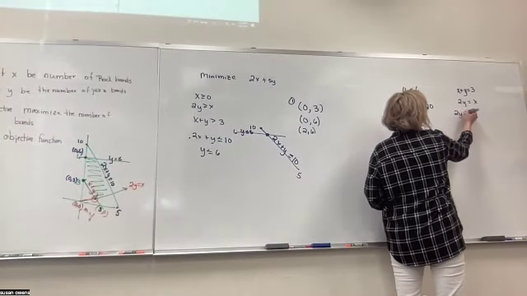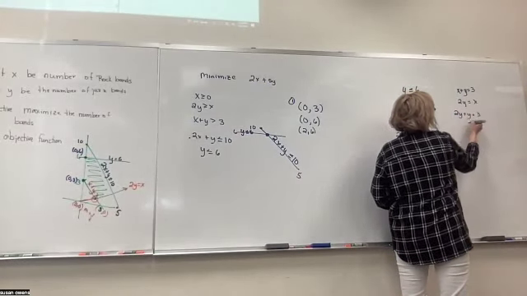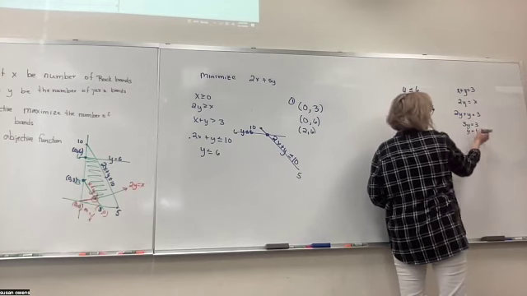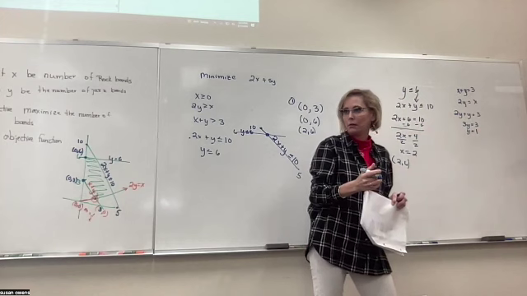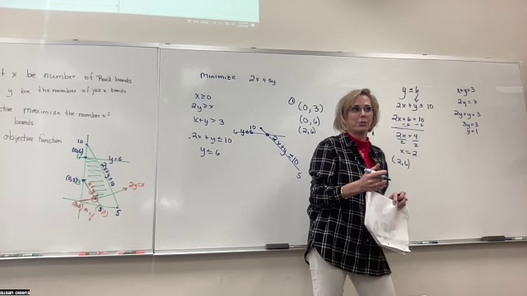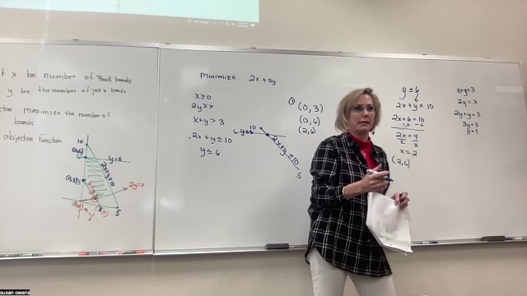All right, so I'm going to substitute 2y in for x. So 2y plus y equals 3. 3y equals 3. y equals 1. Did I do too much in my head? Anybody need me to work that out and show more steps to that?